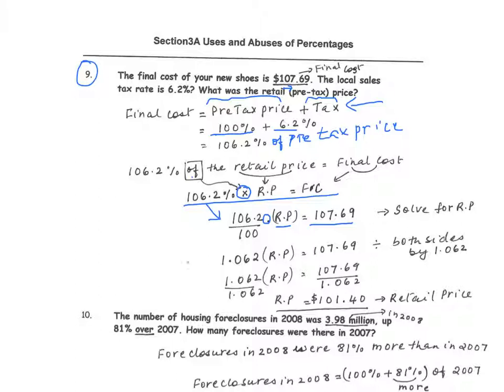106.2%, if we had to convert it to a decimal number, we can just use a calculator, and it's easier to just shift the decimal point 2 places to the left, and that makes it 1.062 times the retail price is equal to 107.69. So now we need to find the retail price or the pre-tax price of your shoes, which means we need to solve for the retail price.